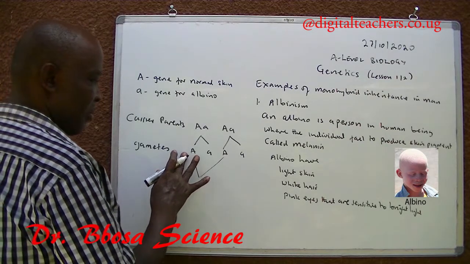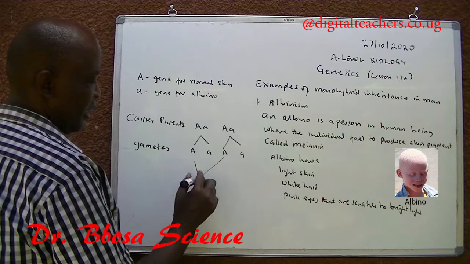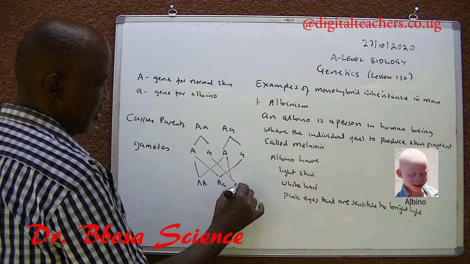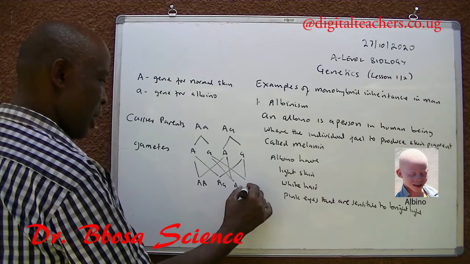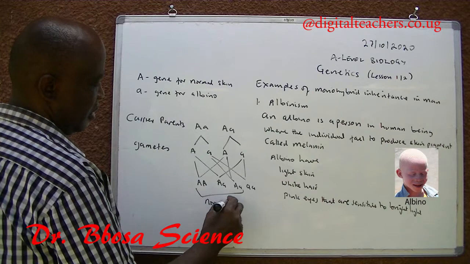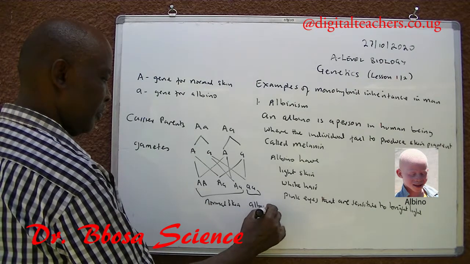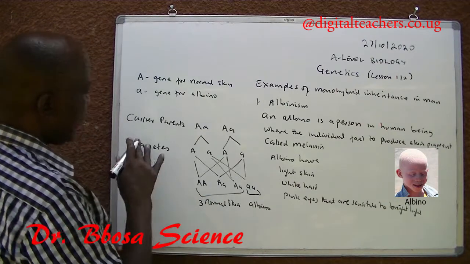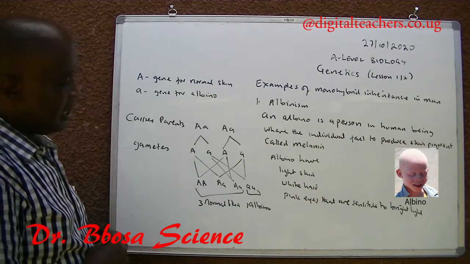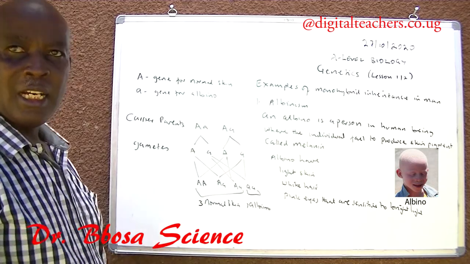During fertilization, a gamete with gene capital A can combine with a gamete with gene capital A to form an offspring of genes capital A, capital A. Or capital A can combine with small a, or capital A can combine with small a, or small a can combine with small a. So these children will have normal skin, and this one will be an albino. So there are three chances of carrier parents producing children with normal skin, and one chance of producing a child who is an albino. So when you produce an albino, don't blame anybody. Just know you are a carrier and your partner is a carrier.